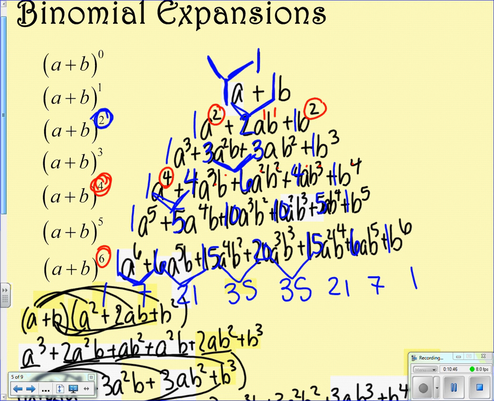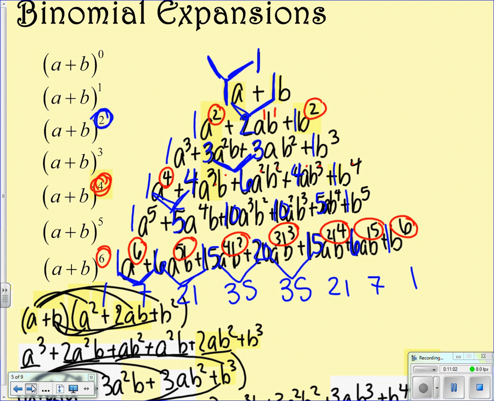So this is a 6. So we'll have 6, 5 and 1 is 6, 4 and 2 is 6, 3 and 3, 2 and 4, 5 and 1, and then a 6. Okay? So using Pascal's triangle, that is how we're going to actually expand these.